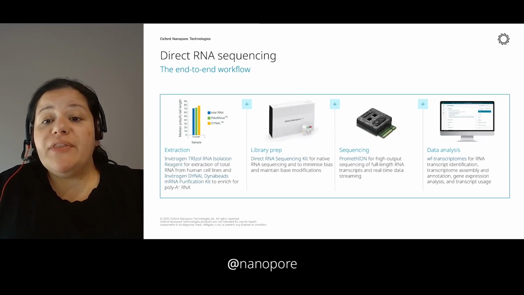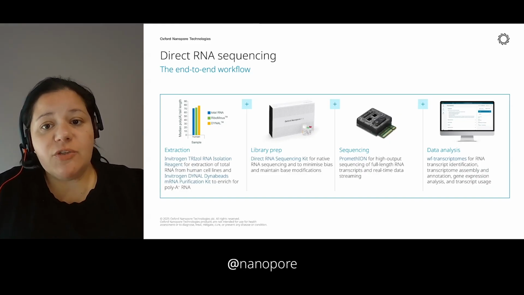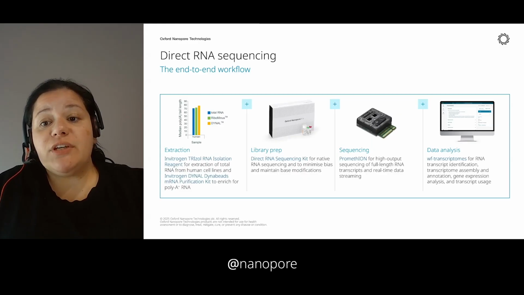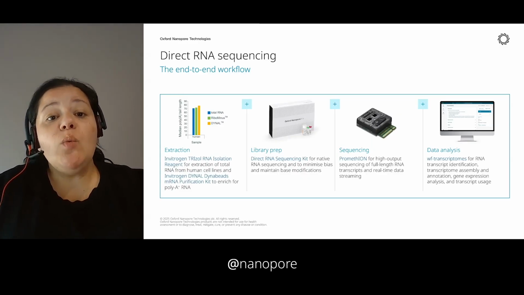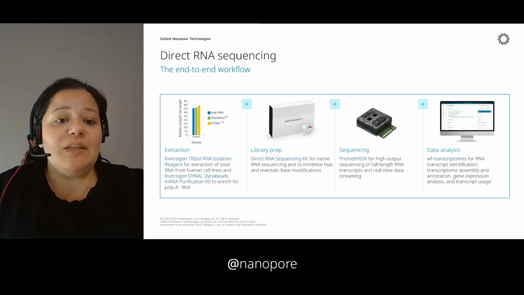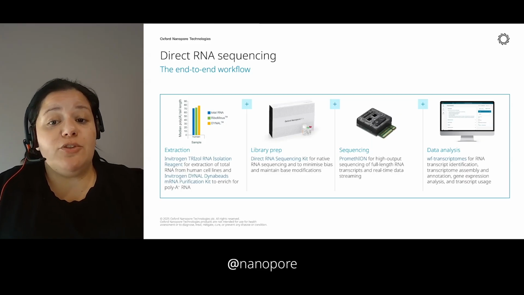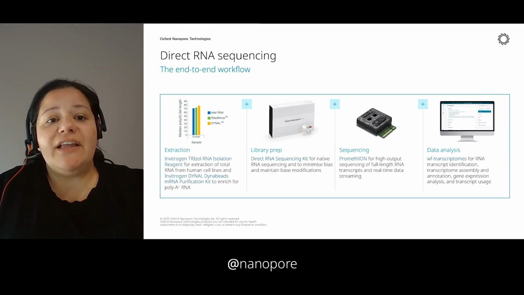For library prep, the native RNA is prepared for sequencing using the direct RNA sequencing kit, which doesn't require PCR, so it preserves the native RNA. Next is high output sequencing of a whole human transcriptome on a PromethION flow cell, which is compatible with our PromethION 2 or PromethION 24 devices, depending on the scale you need. And then finally, the transcriptome workflow in EPI2ME enables transcript identification, assembly, and annotation, as well as gene expression analysis and transcript usage.